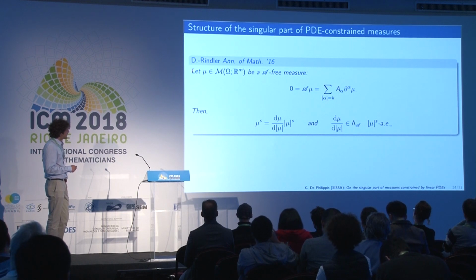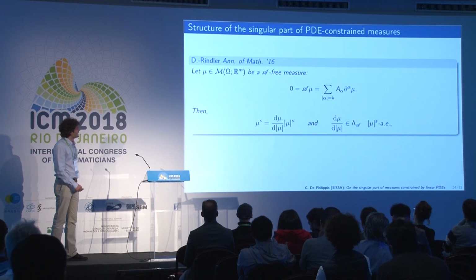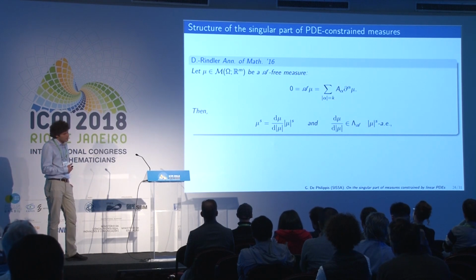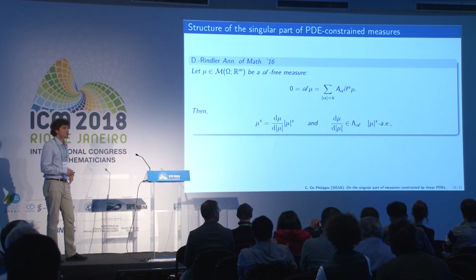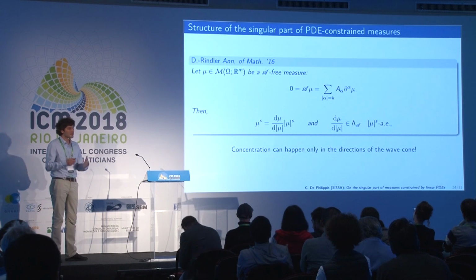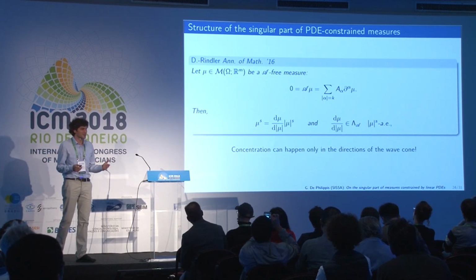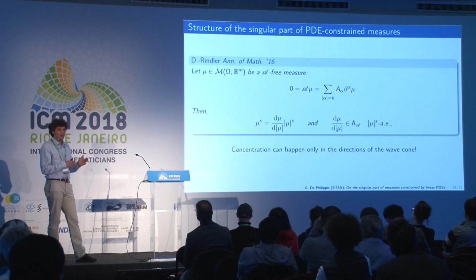This is a result obtained in collaboration with Filip Rindler a couple of years ago, and it tells you the following. Take a Radon measure which is A-free. Then, when you look at the polar of its singular part, it has to lie in the wave cone. In other words, according to the heuristic I was presenting at the beginning of the talk, concentration can happen only in the direction of the wave cone.